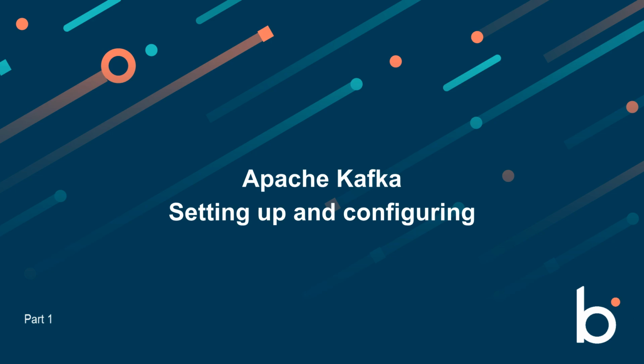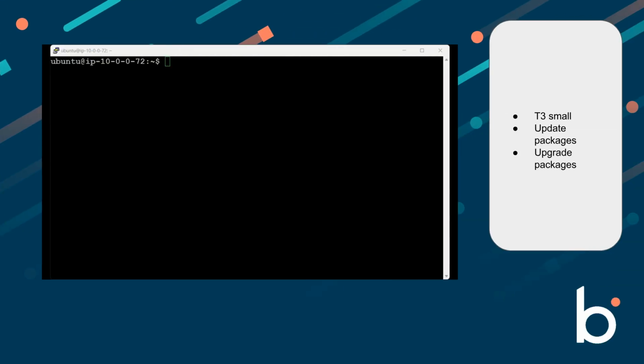This is a multi-part tutorial demonstrating how to set up a simple Kafka messaging server using Docker Compose with persistent storage. I will be demonstrating using a T3 small EC2 instance on Amazon.